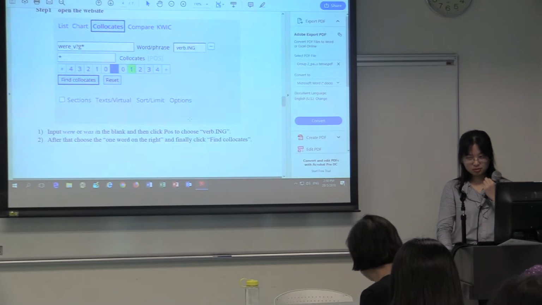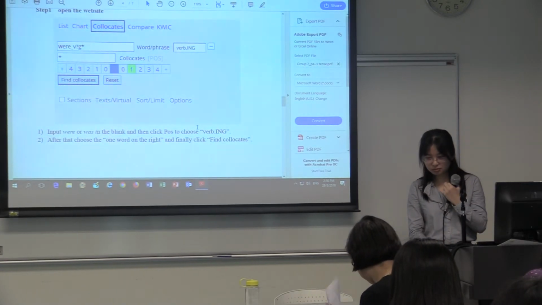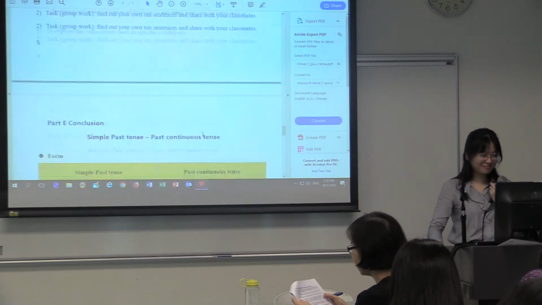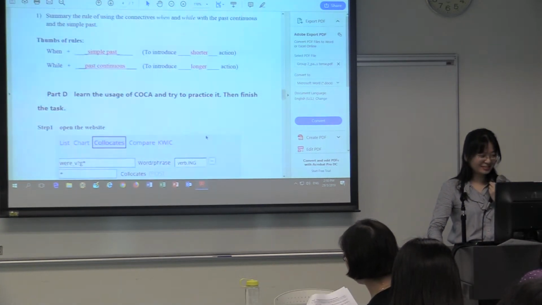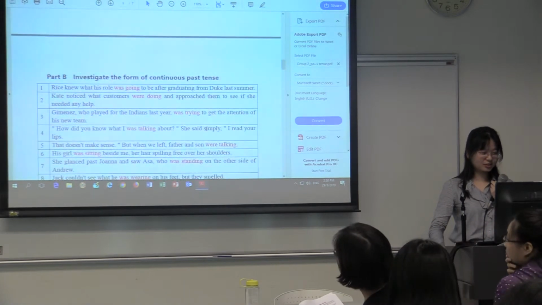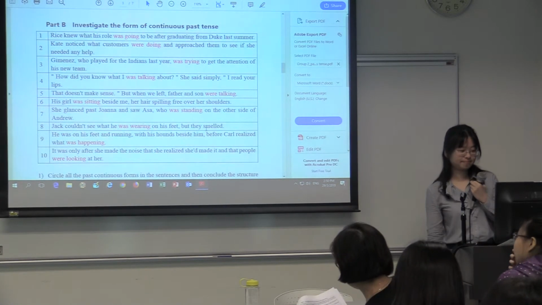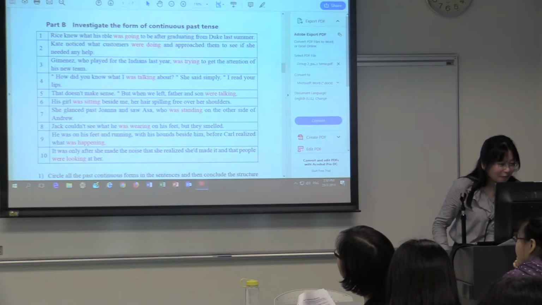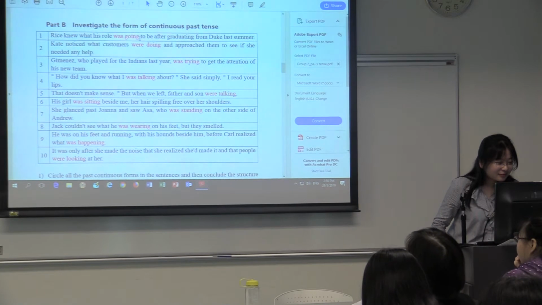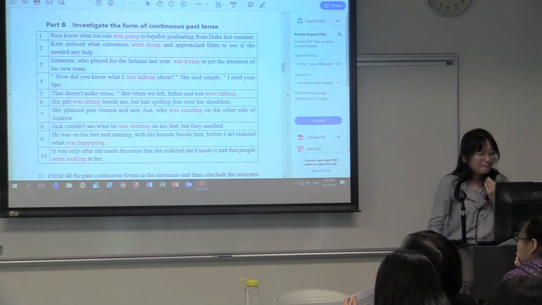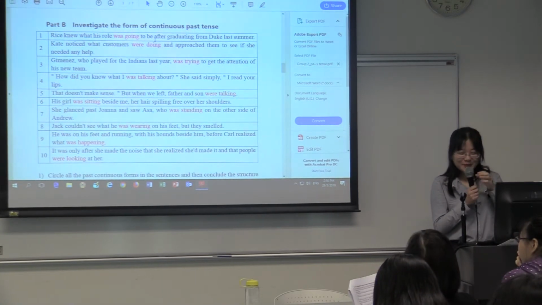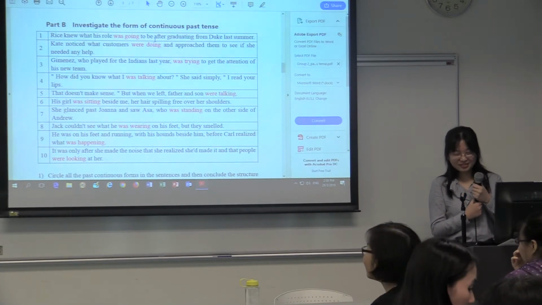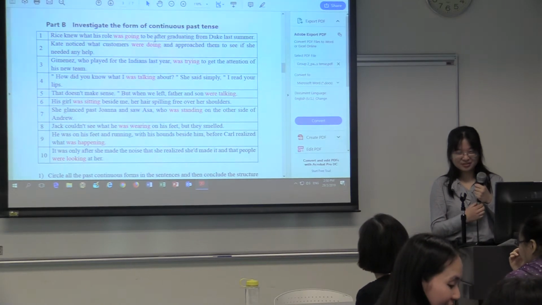And also another thing is on part B. Some examples are given here. Alright. Look at sentence 1. Is this one past continuous tense? So we have to be careful. Sometimes the examples that are shown in the corpus may not be the structure.